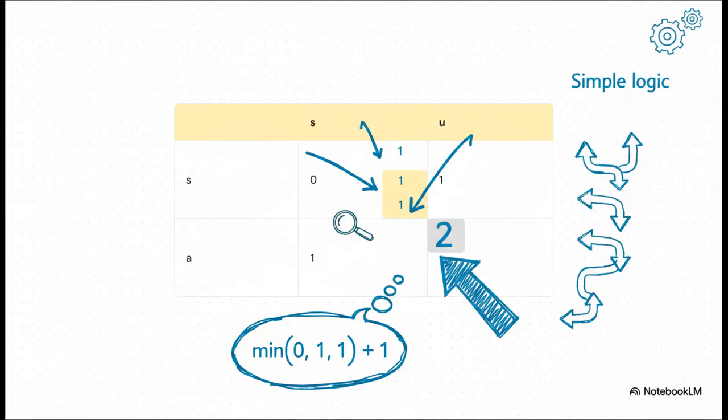Okay, let's actually do it. We're comparing A and U. They don't match. So we look at our 3 neighbors. Their values are 1, 1, and 0. What's the minimum of those 3? It's 0. So we take that 0, we add 1 for our current operation, and boom, the value for this cell is 1. We just keep repeating this simple, powerful logic, cell by cell, across the whole grid.